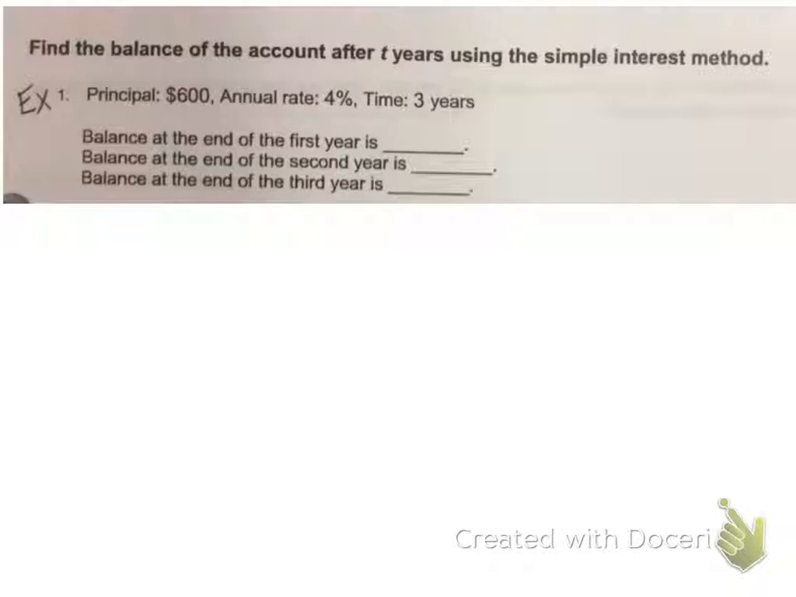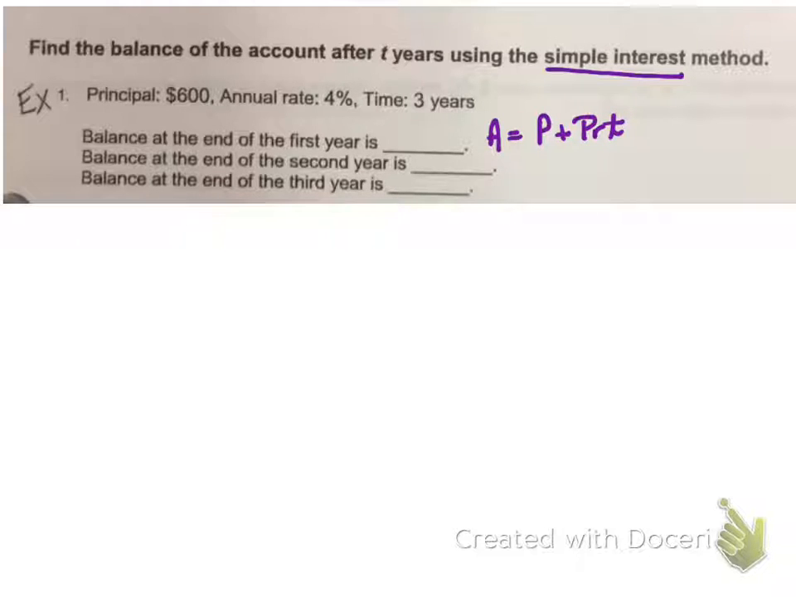Alright, so what they're trying to get you to do here is show you the difference between simple and compound. So this says simple, okay? So if we were going to do the balance at the end of the first year, we're going to use our simple interest formula here. So that's going to be A equals P plus what? PRT. Alright, because it didn't say anything about compounded interest.